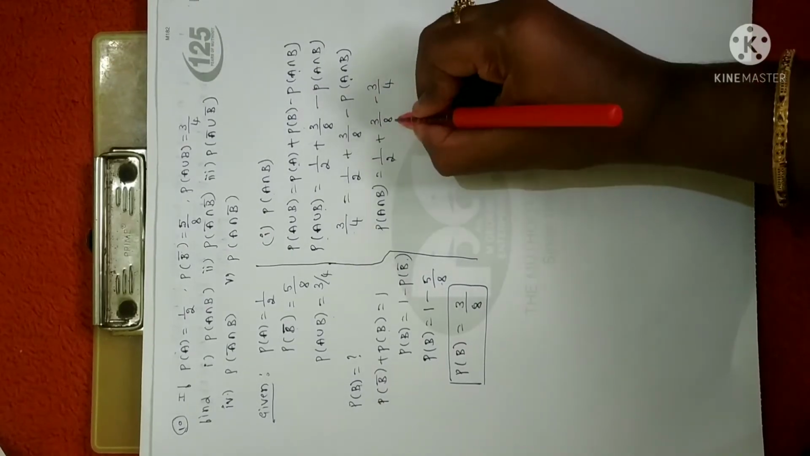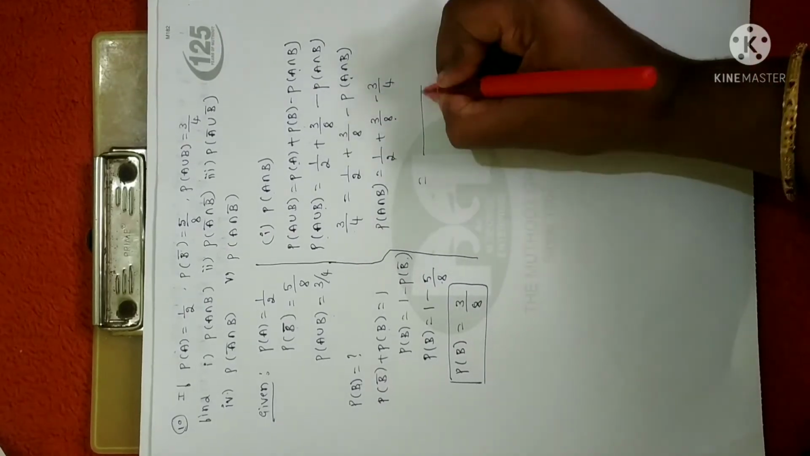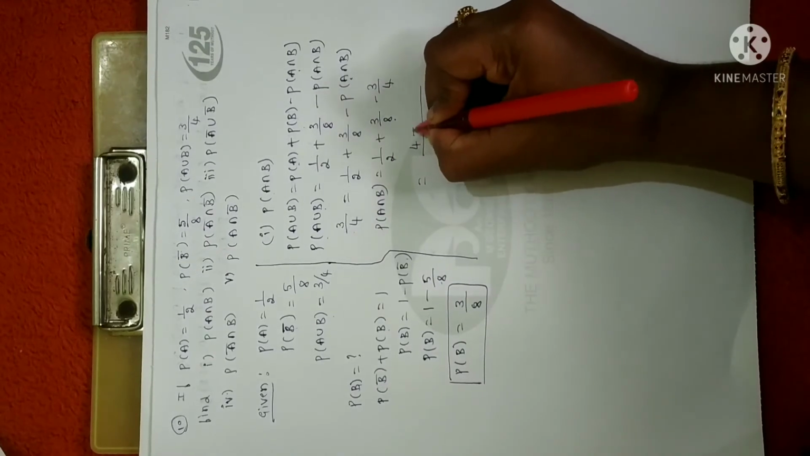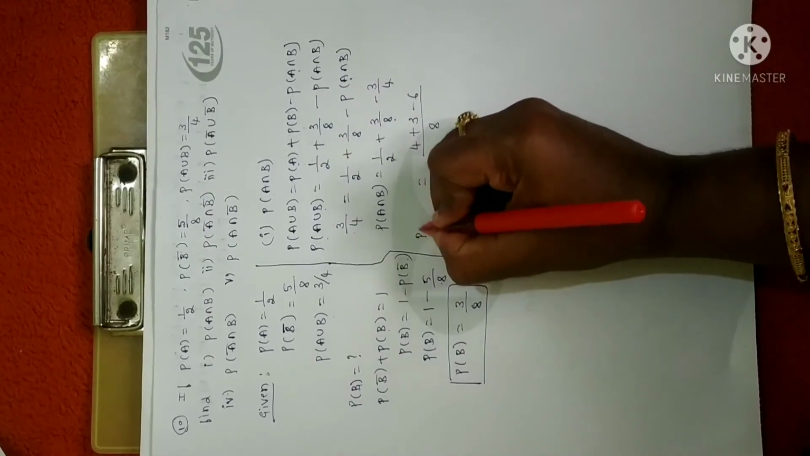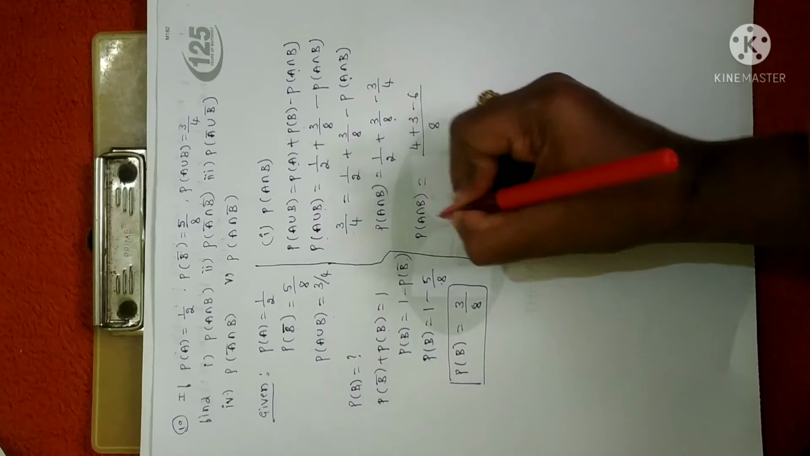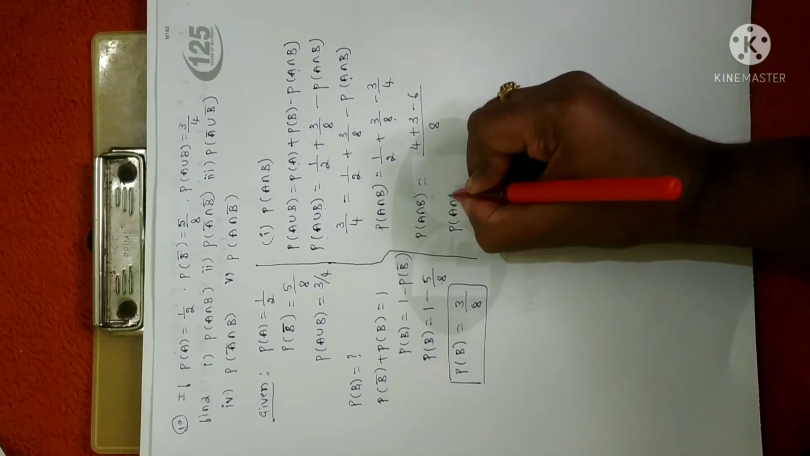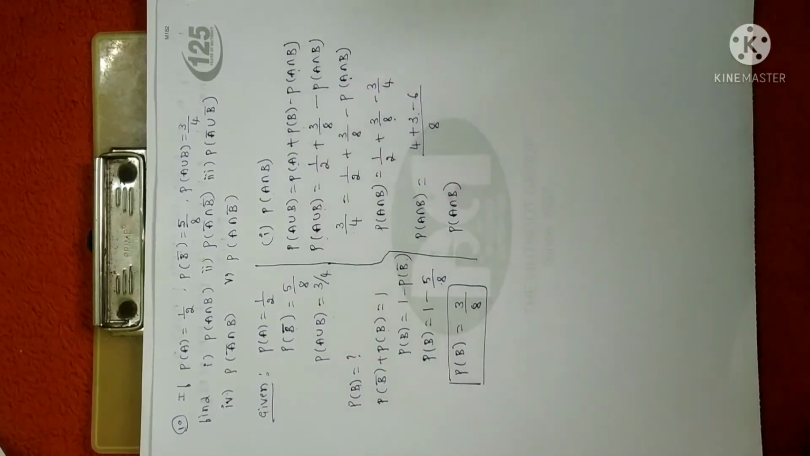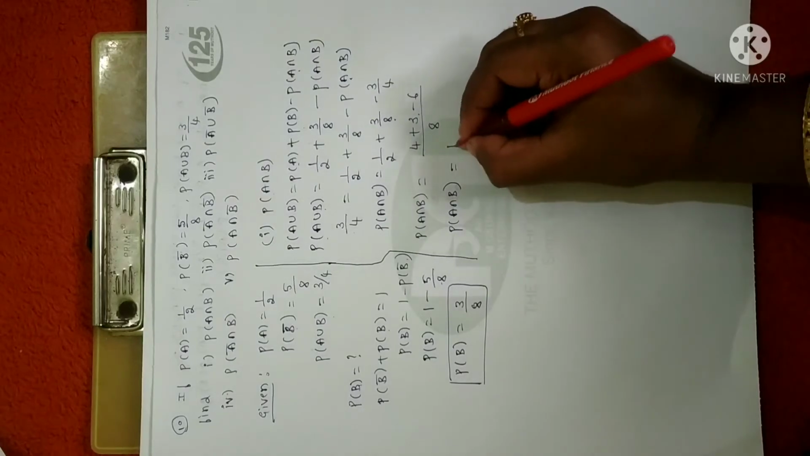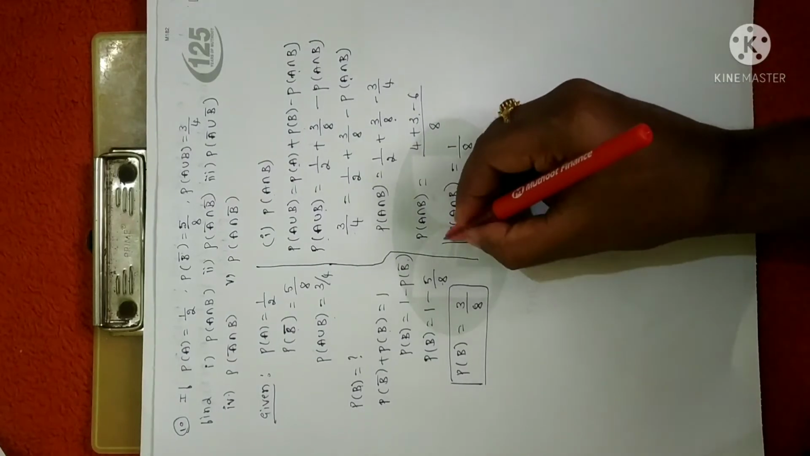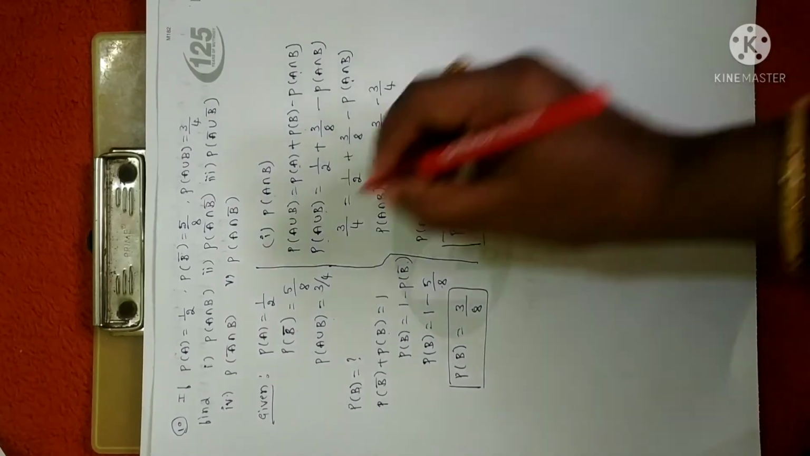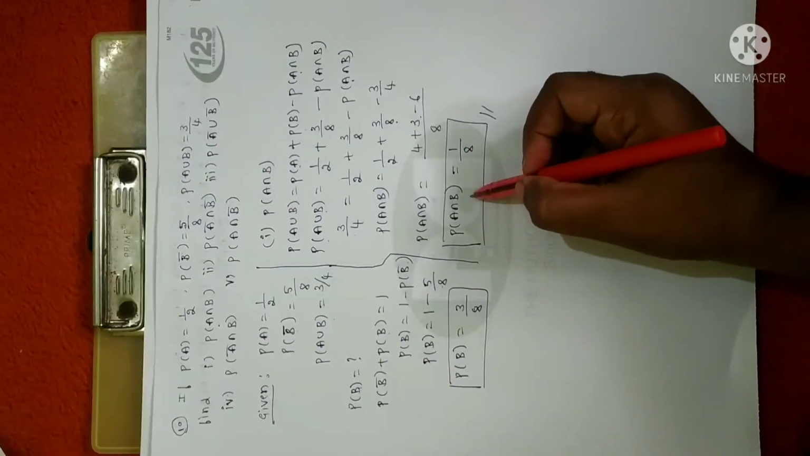Now take the LCM for 2, 8 and 4. When you take the LCM, you'll get 8, then 4 plus 3 minus 6. Hope the LCM is clear for you. So probability of A intersection B is 4 plus 3, 7, 7 minus 6 is 1. So you will get 1 by 8. This is the solution for the first sub question, that is probability of A intersection B.